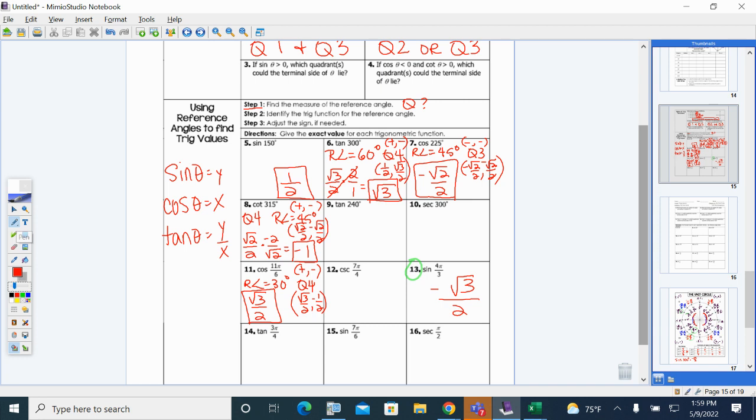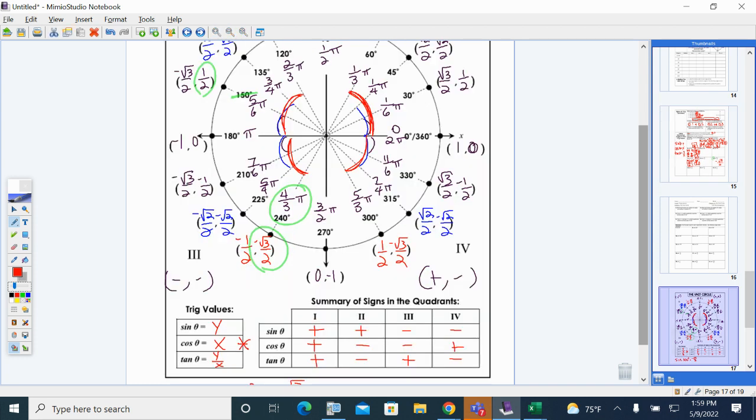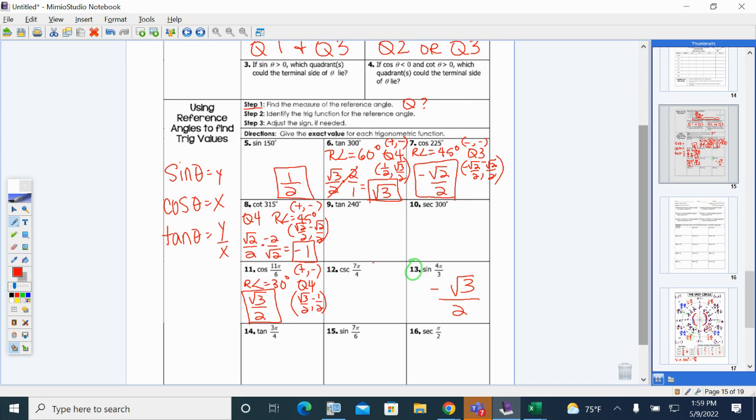So I've shown you two different ways to do this. One using the unit circle and one just using your left-hand trick. I do want to show you number 12, cosecant of 7 pi over 4. So 7 pi over 4, I'm going to show you using the unit circle again. We need to find 7 pi over 4. 7 pi over 4 is here. Okay. I'm going to write the ordered pair on the other page. So radical 2 over 2, negative radical 2 over 2 is my ordered pair.